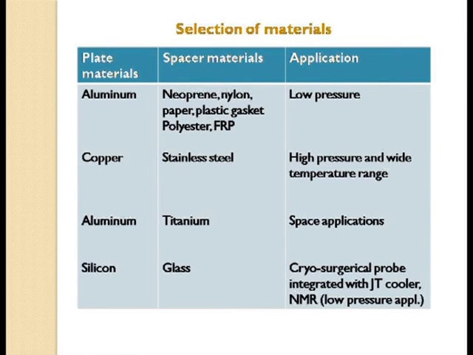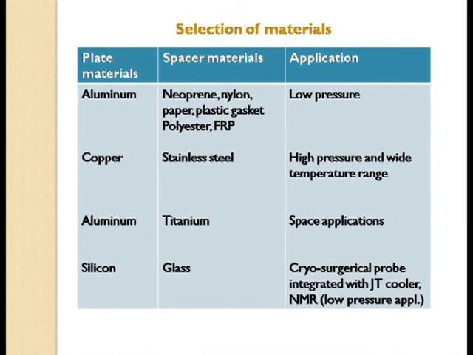For low pressure applications one can go for aluminum as the plate material, and non-metallic materials like neoprene, nylon, paper, plastic gaskets, polyester, FRP as special material. But these are for low pressure applications; they can be bonded by adhesive joints, and those are not normally used. But in most cases we use copper and stainless steel, because copper is highly conducting and stainless steel is much lower, almost one order of magnitude less than copper. So they can be used for high pressure applications and a wide temperature range, and they are made by diffusion bonding.